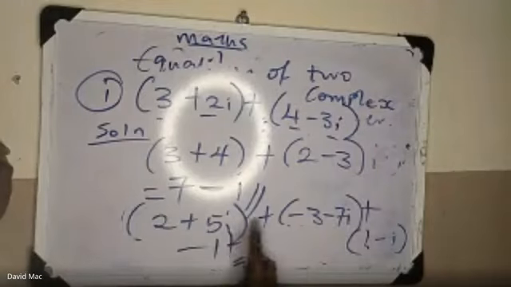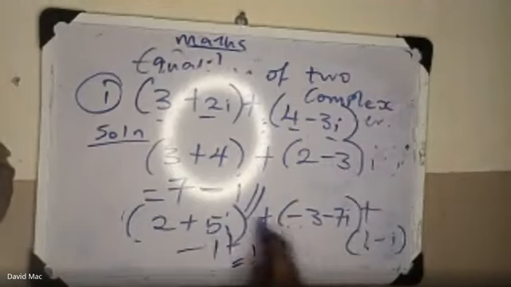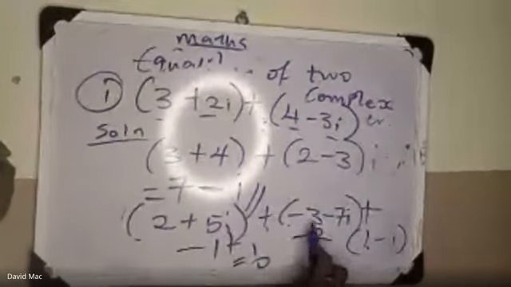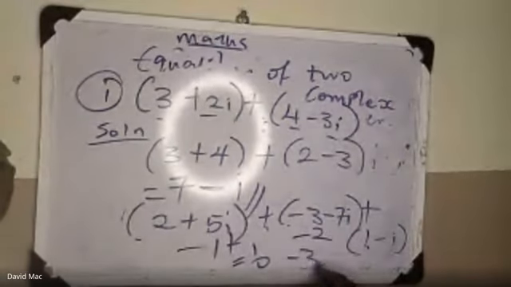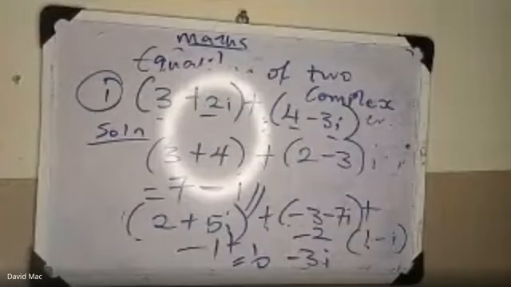We are going to be having 5 plus minus 7. So 5 minus 7 is minus 2. Minus 2 minus 1 is minus 3. So it will be minus 3i. Simple arithmetic, just simple addition you are doing here. There's no big deal here. So in our next class, we are going to be looking at the subtraction of complex numbers.